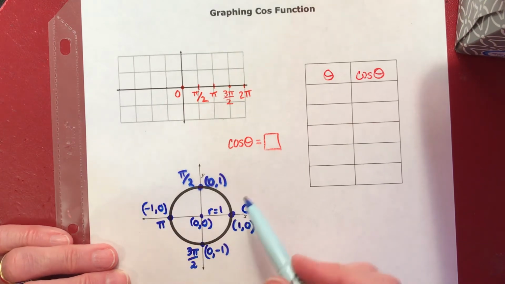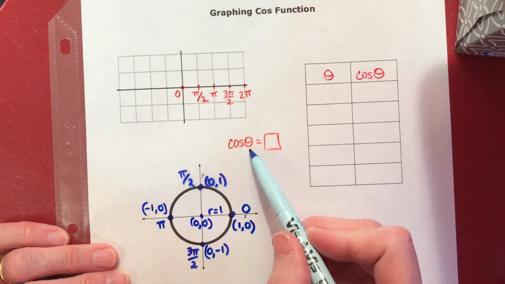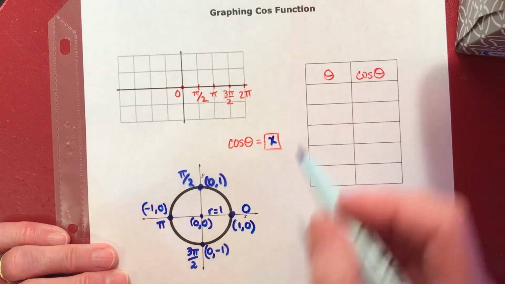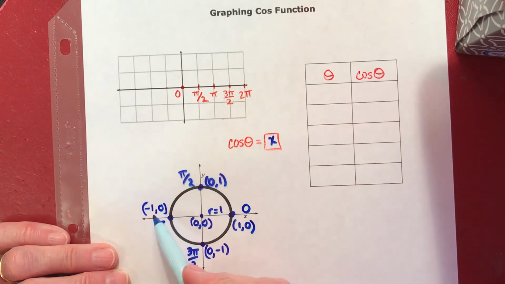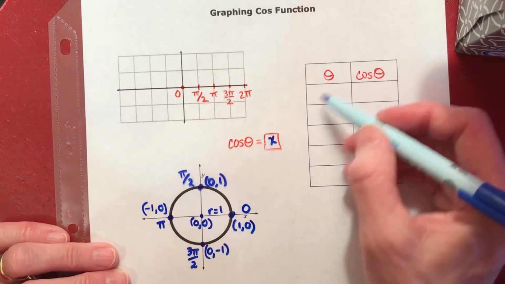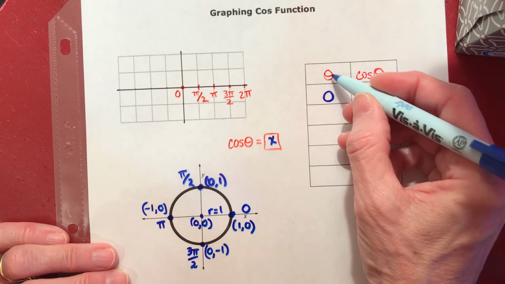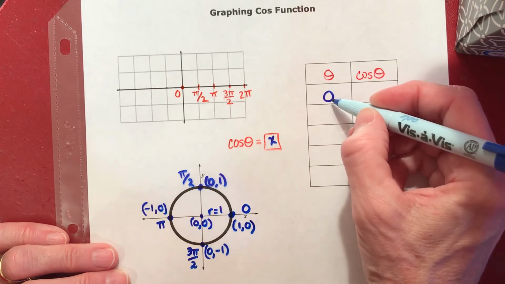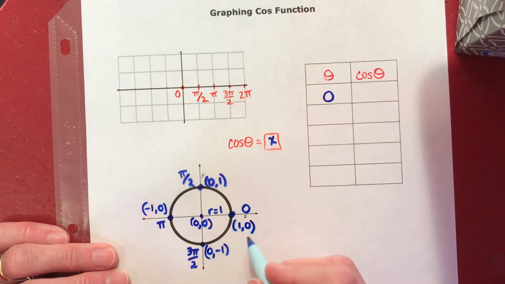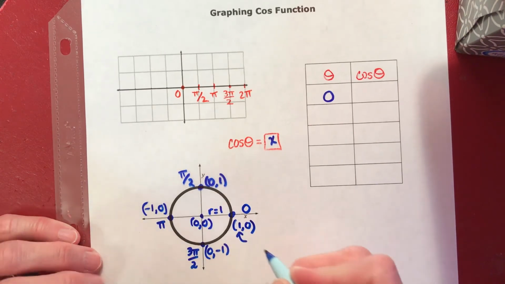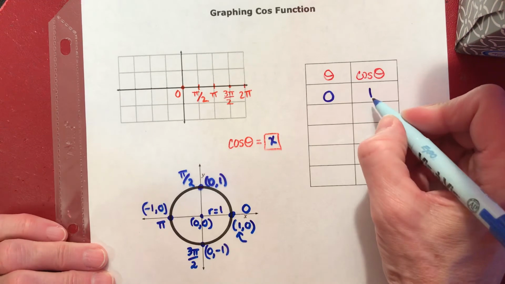We also need to remember that the cosine of theta is represented by the x value of these various ordered pairs. So let's just fill in our table. At the 0 radian angle, or when our theta is 0 radians, the cosine is the x value of that ordered pair, so that is 1.